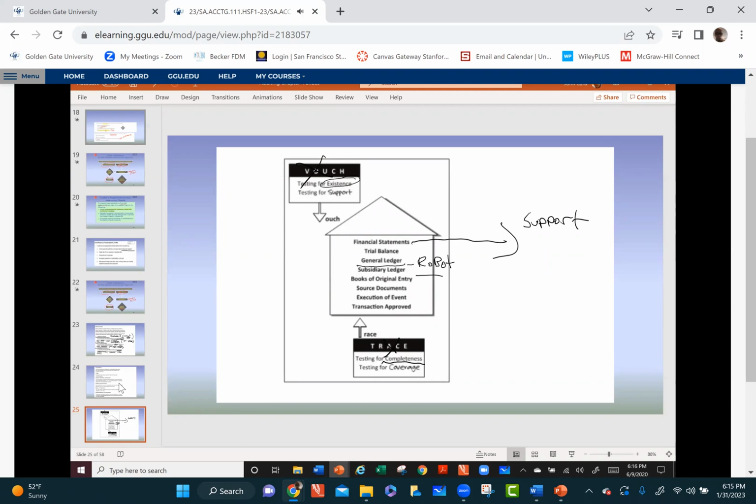I go out and walk the floor of the company and try to find that asset. Here it is. I found the robot. Yep, that's 123. I checked the security code on it, the little label they put on there. It matches up to the financial records. I just tested the existence assertion by doing what? Going from the financial statements to the supporting documentation. Now, if I want to do completeness, so that was existence. Let me write existence there.